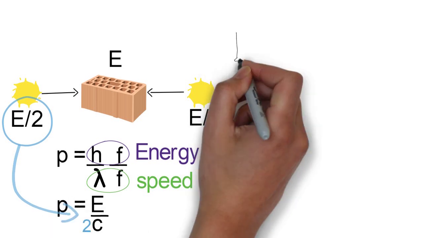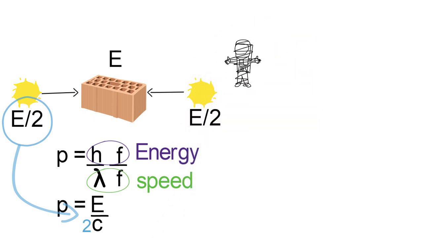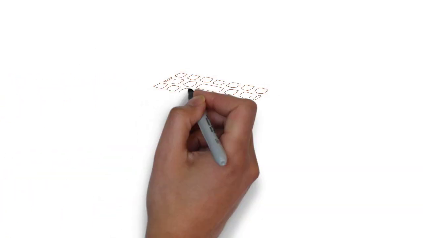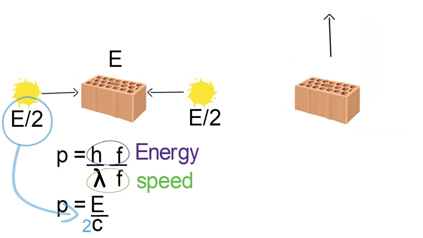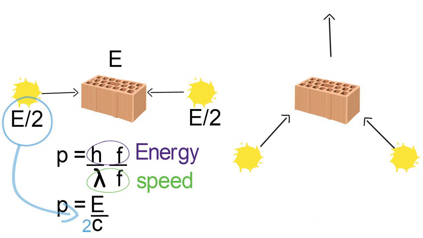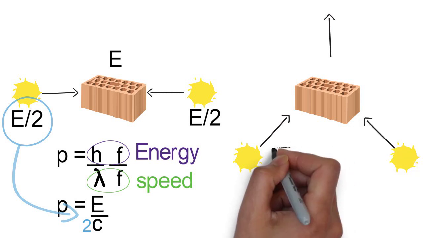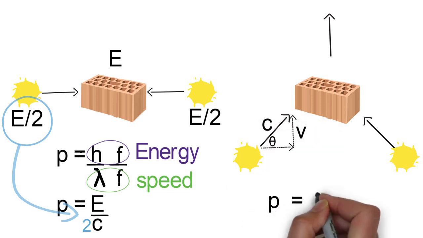Now if we were an astronaut just floating by, from our point of view, it looks like the brick is moving vertically upwards. And therefore the photons are also moving at some angle. Now if we were to look at the momentum of these photons, we would see that the y component is E over 2c times the sine of the angle.